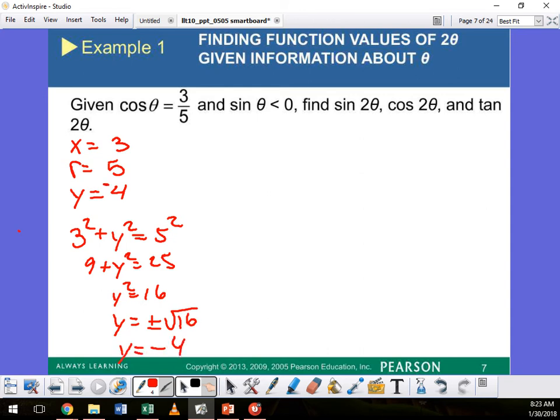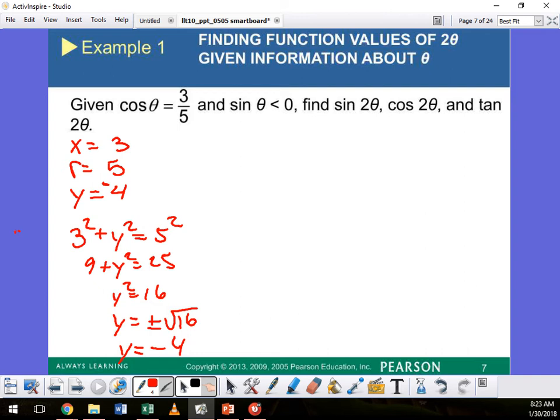So, I'm going to put that negative up in there. So we get right there. Why was it negative again? Yeah, because it says sine's going to be less than 0. So numbers that are less than 0 are negative. Students that are less than 0 are negative.